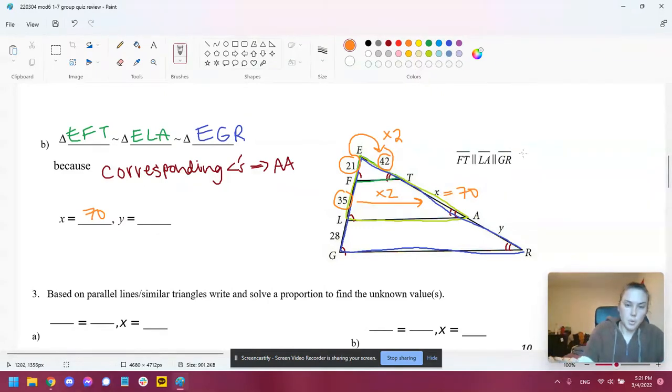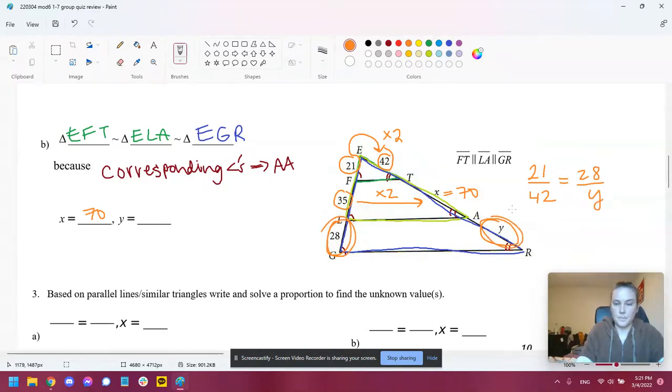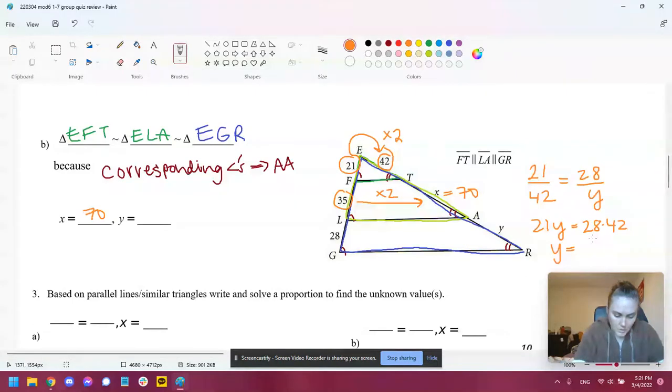If we wanted to do it the proportion way, we would say 21 over 42, so the left over the right, is equal to 28 over y. This left over this right. We cross multiply. This is 21y equals 28 times 42. We could say 28 times 42 is 1176. We would divide that by 21 and get 56.